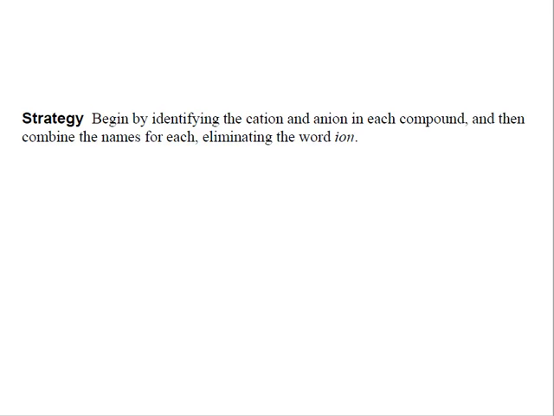The strategy here is to begin by identifying the cation and anion in each compound. It's pretty easy to identify the cation. It will be a metal, except for the case when you have ammonium, which is one of the polyatomic ions. But in every other situation you'll have a metal first.